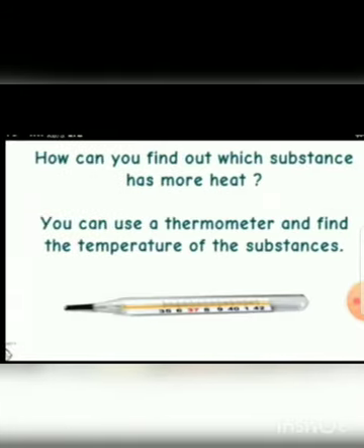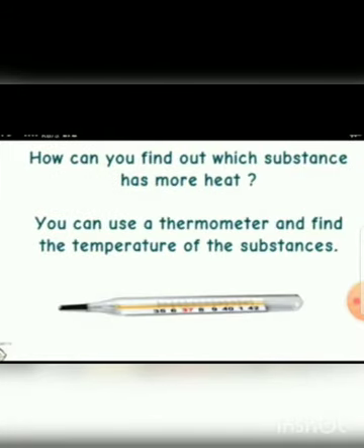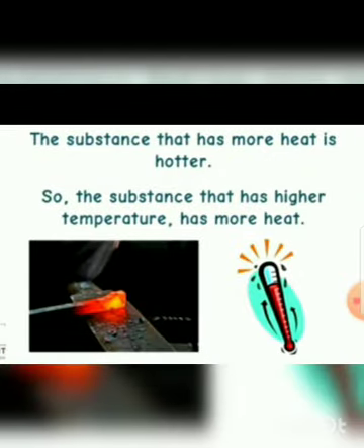Using a thermometer. How can you find out which substance has more heat? You can use a thermometer and find the temperature of the substances. Can you see the picture of the thermometer? Now the substance that has more heat is hotter. So the substance that has higher temperature has more heat.